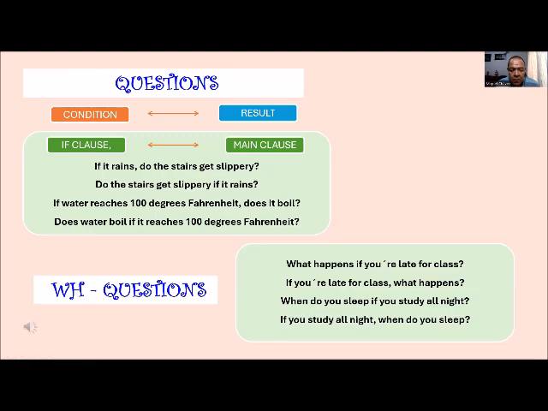Or by using other question words such as what or who. For example, what happens if you're late for class? If you're late for class, what happens? When do you sleep if you study all night? If you study all night, when do you sleep?